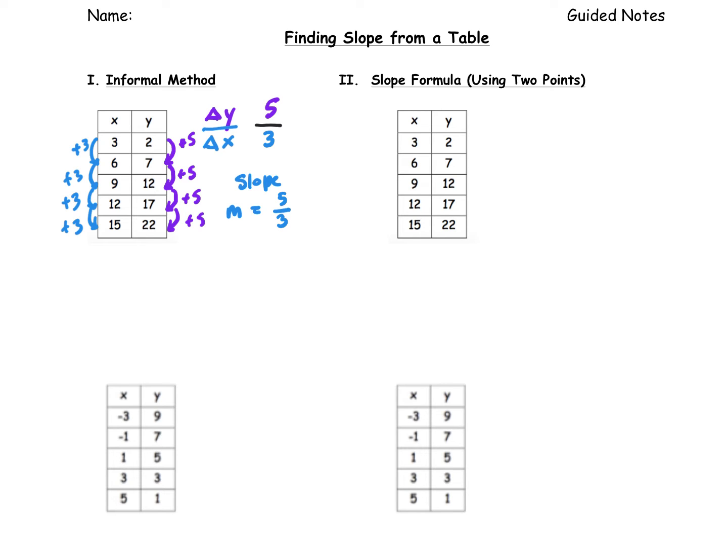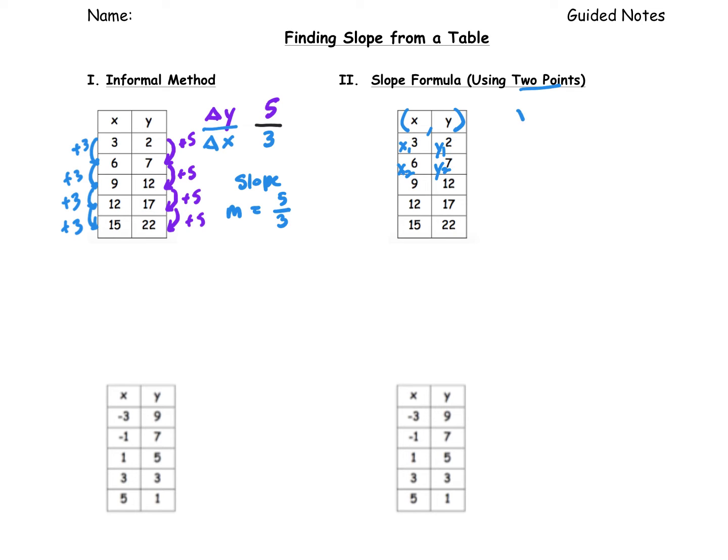So you can see this is the exact same table, side by side. So if we're going to use 2 points, and I have many to choose from, I'm going to choose the 2 easiest points. So these are all x and y's. So I'm going to consider this my x1, and this is my y1. This will be my x2 and my y2.